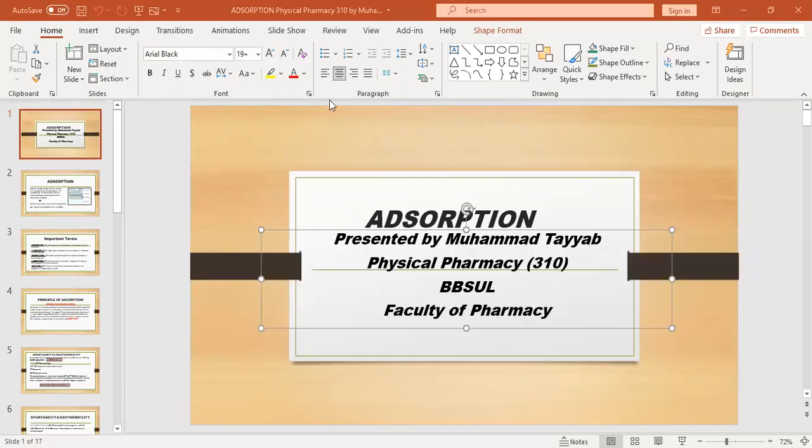Bismillahirrahmanirrahim. Dear students, today we will discuss adsorption phenomena in physical pharmacy. Up till now, we have discussed solubility in our physical lectures. After solubility, the next topic is adsorption. So let's start, students. We will discuss what adsorption is. First of all, let's start with the definition.